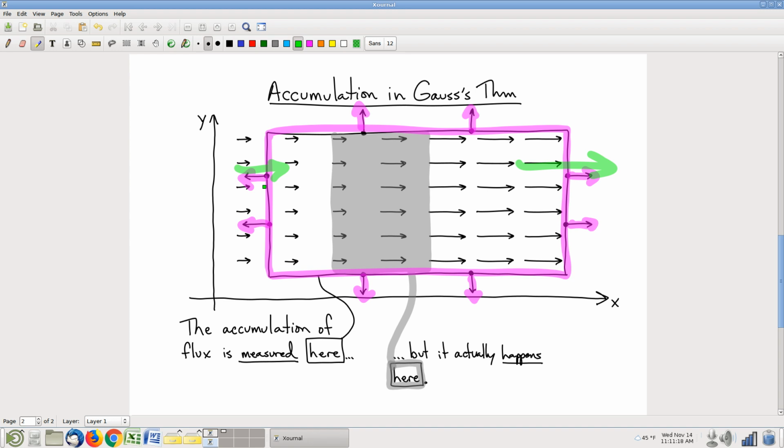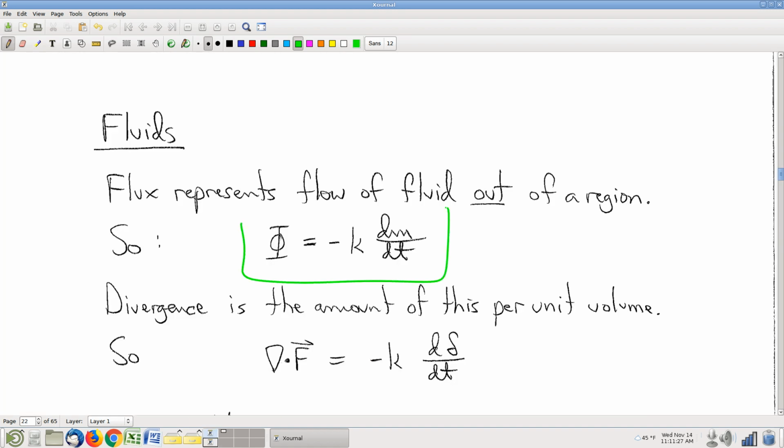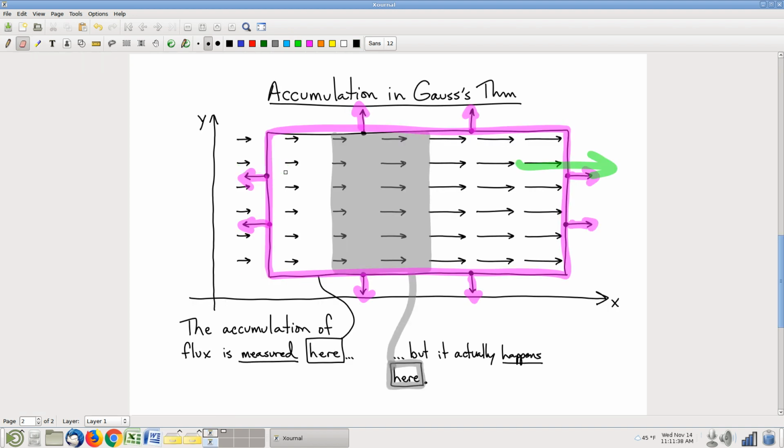So what's happening to the grand total amount of stuff in this region? We're having a decrease in stuff in this region. And what we're seeing there is this. The flux that you measure by looking at the boundary is telling you how fast the amount of stuff is changing. You have this mass exodus of stuff happening.